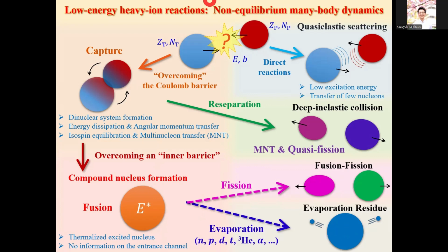So in this way, the low energy heavy ion reactions at around the Coulomb barrier are quite complicated. Depending on the energy and impact parameter, and also the projectile-target combinations, we have a lot of nuclear dynamics in this way. And it is an important task to understand and describe those complicated reaction dynamics from the microscopic many-body approach.